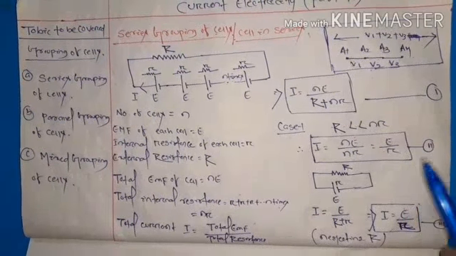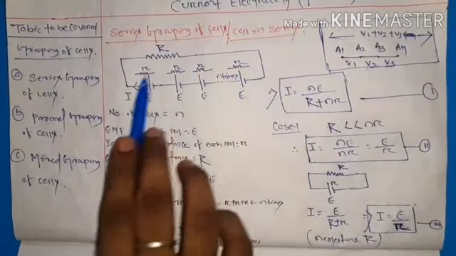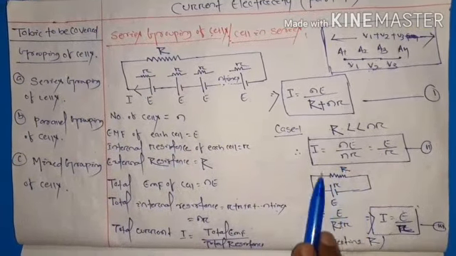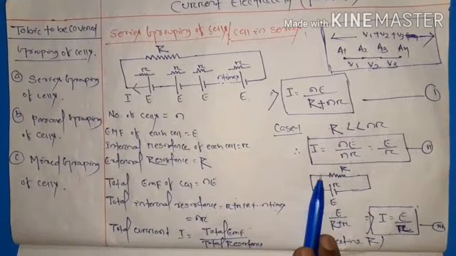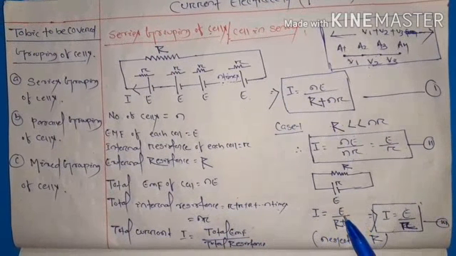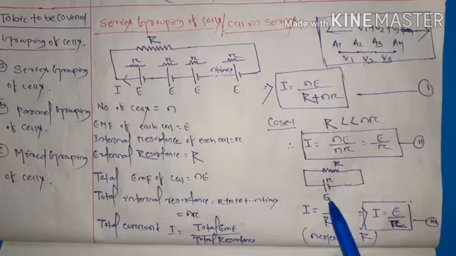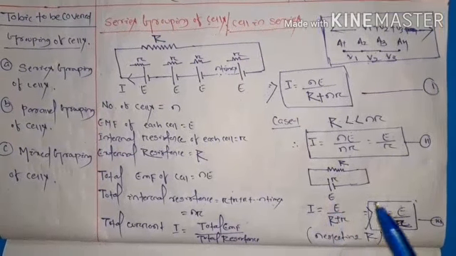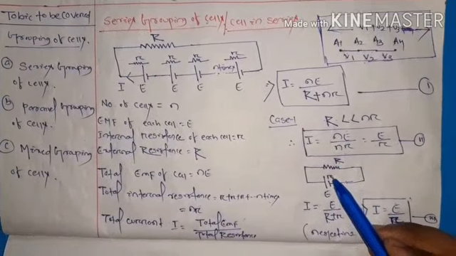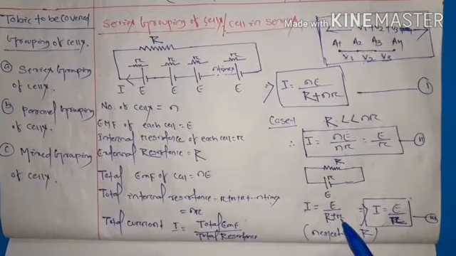Let us redraw the circuit diagram. The n number of cells is replaced by a single cell of EMF E connected with external resistance R. In that situation, the equation of current I is equal to EMF divided by total resistance. Here EMF is E and total resistance is external resistance capital R and internal resistance small r. So current I is equal to EMF E divided by R plus r.